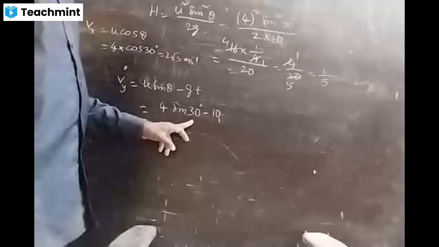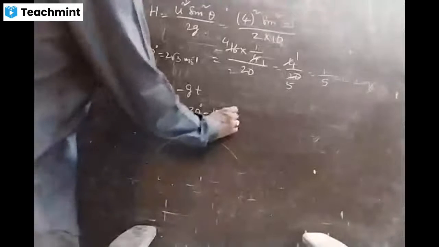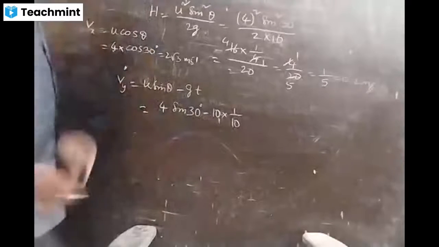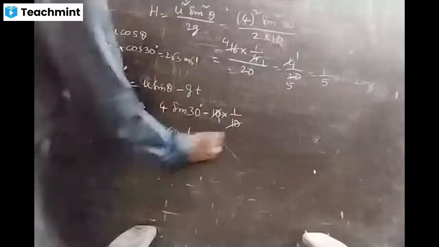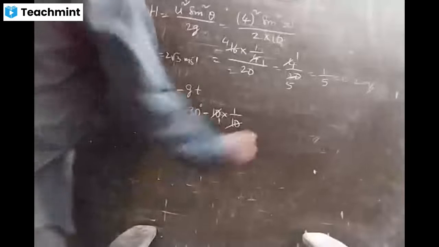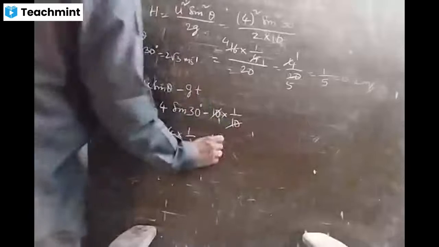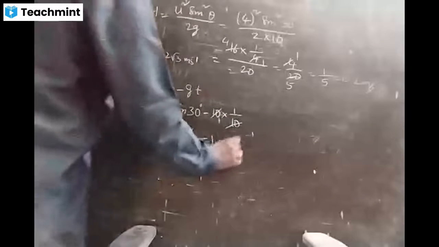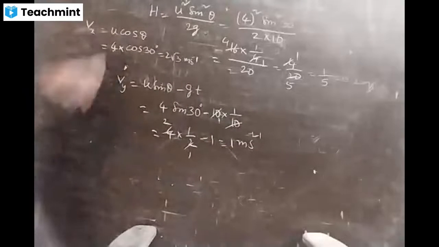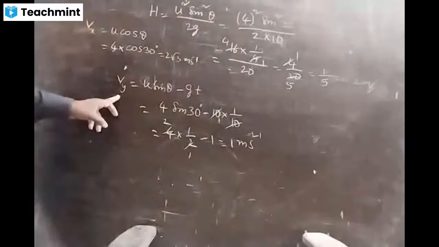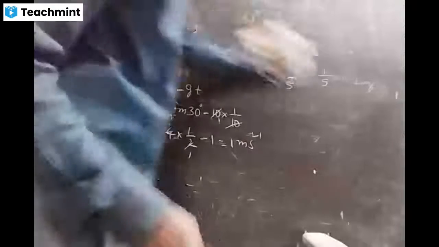Vy is 4 sin 30 degrees, 4 into 1 by 2, minus 10 into 1 by 10. The 10s cancel, giving minus 1. 4 into 1 by 2 is 2, and 2 minus 1 comes out to be 1 meter per second. Now, once you get the value of Vx and Vy, can you find out the value of V? Yes sir.